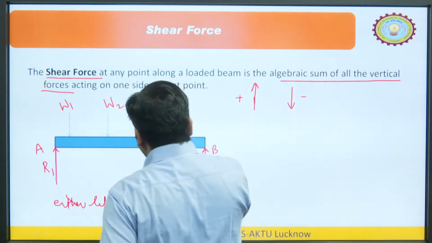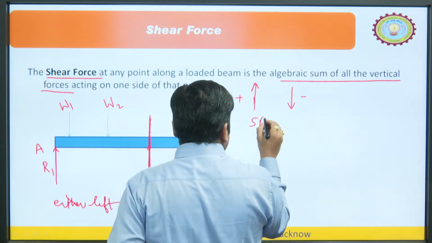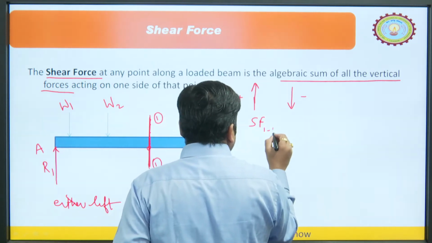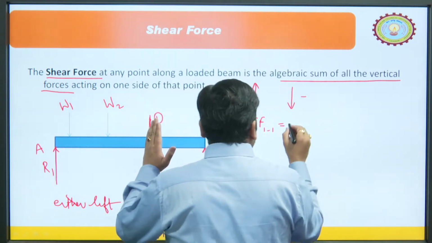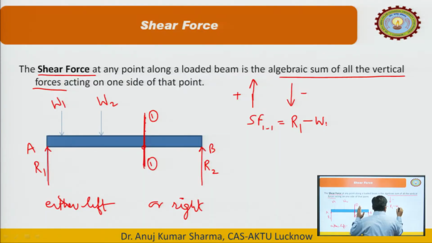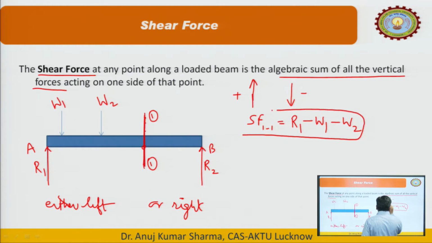So, shear force at this point. Let us say shear force at section 1. Shear force 1 is equal to R1, which is upward, so it is positive, minus W1, which is downward, that is why negative, minus W2, which is negative. So, likewise we can see that this is the shear force.